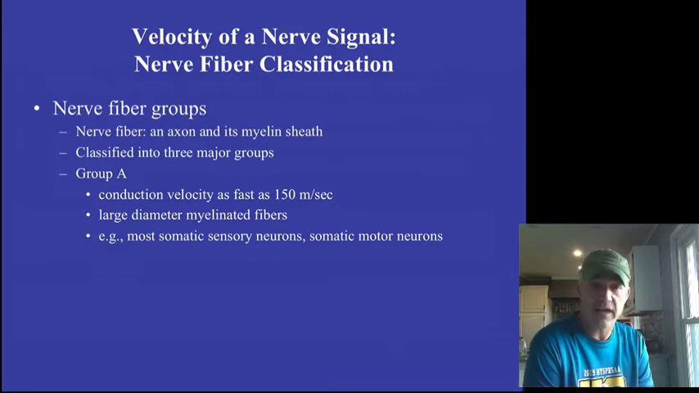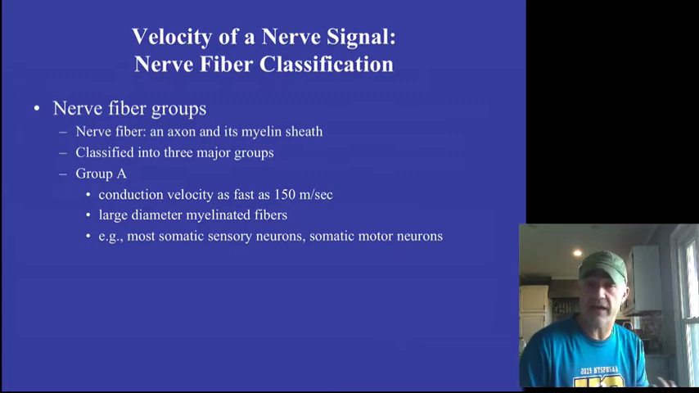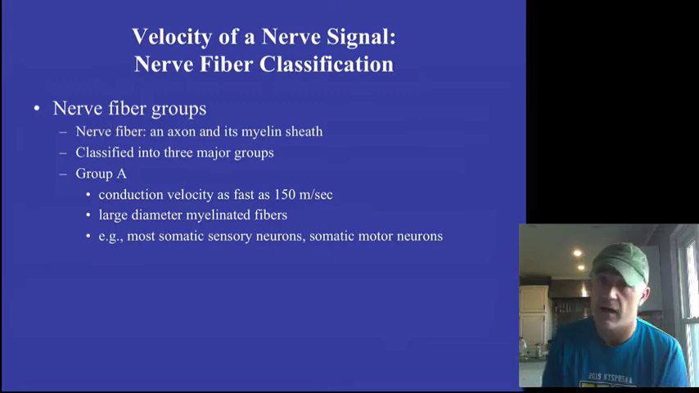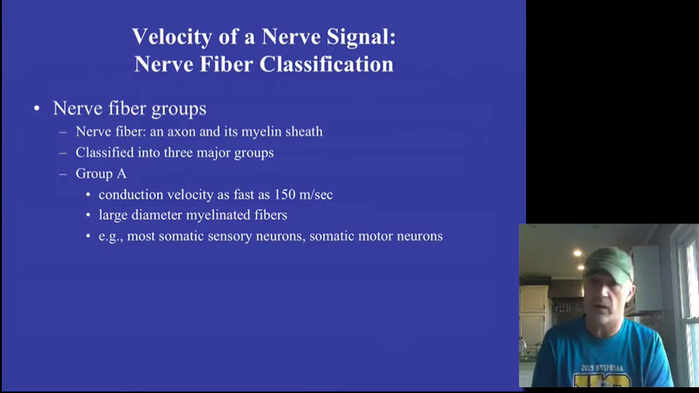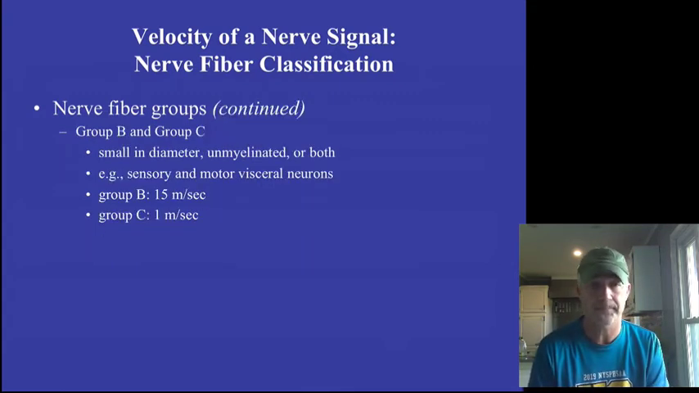So these are large diameter myelinated fibers. Most of your somatic motor neurons and sensory neurons would fall into this class. Very quick, good localization. We're able to see where this stuff is at really easy. Very quick signals, works well with coordination, everything else like that.